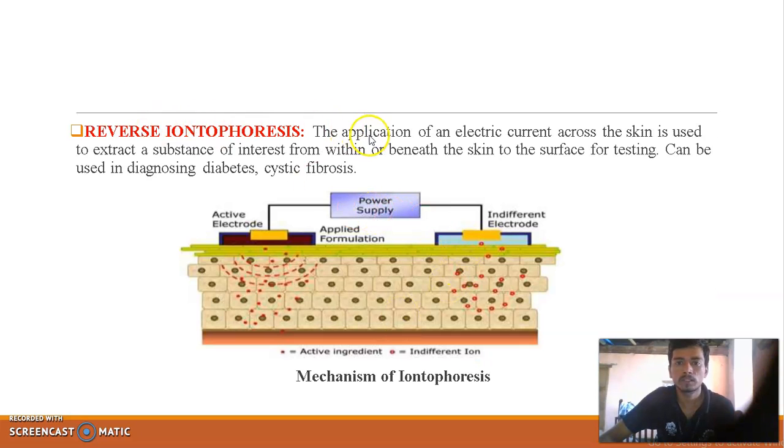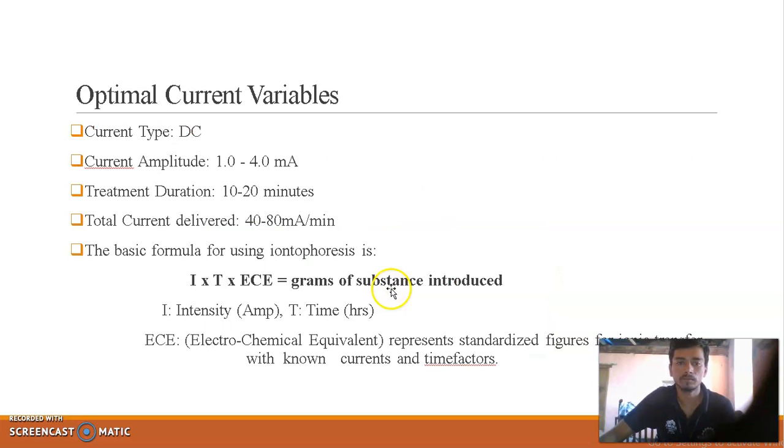This is the reverse iontophoresis technique. The application of an electric current across the skin is used to extract a substance of interest from within or beneath the skin to the surface for testing. It can be used for diagnosing diabetes and testing cystic fibrosis. This is where the iontophoresis technique can be used.